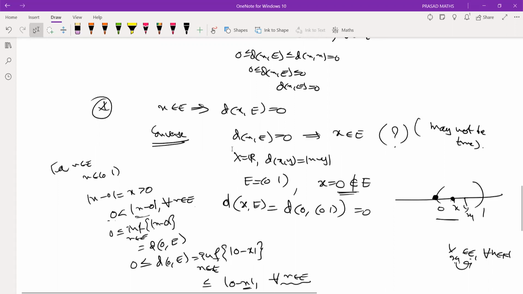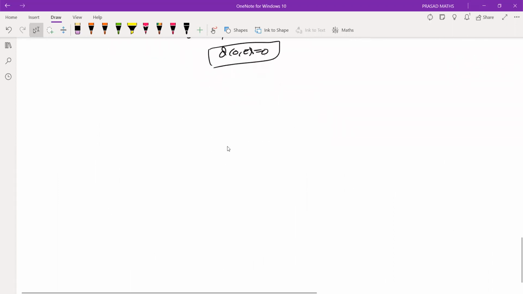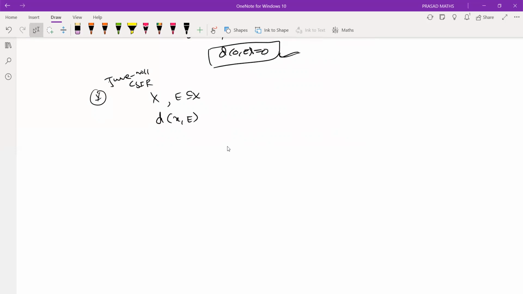Is it clear? Yes, sir. Yes. Right? This question actually came in CSIR 2011. If you take any metric space and any subset E, the distance between x and E is 0 does not in general imply x belongs to E, so the above statement is false in general. But the distance is 0 if and only if x belongs to the closure of E.